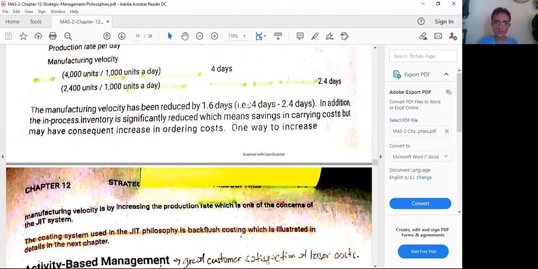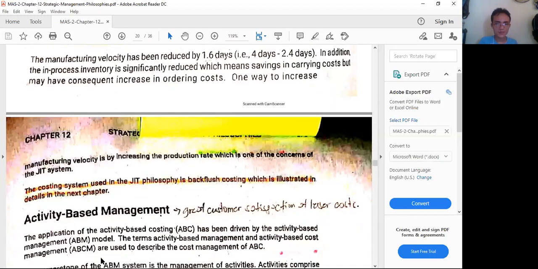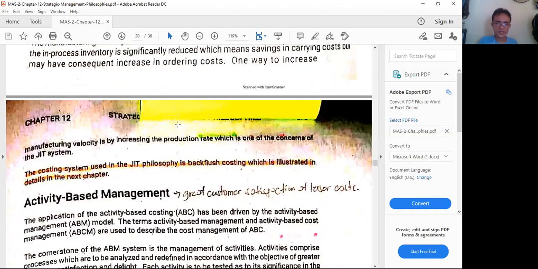And that would also increase the ordering costs. This will be discussed further in inventory management, because if there has been a reduction of our available inventories in the warehouse, we need to order more goods so that we can support our JIT system. Increasing the production rate would be one of the concerns of the JIT system. How fast are we? That's the manufacturing velocity.